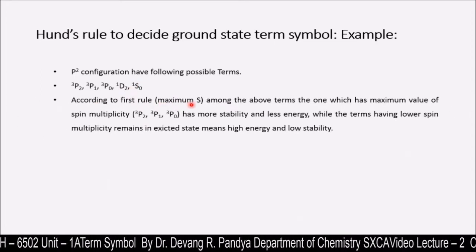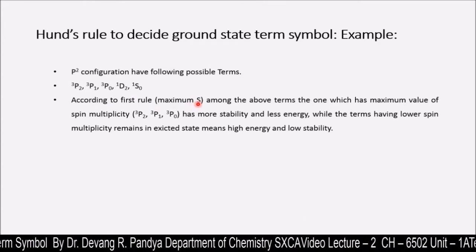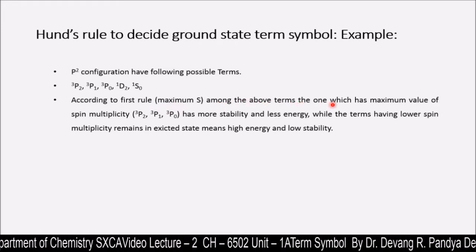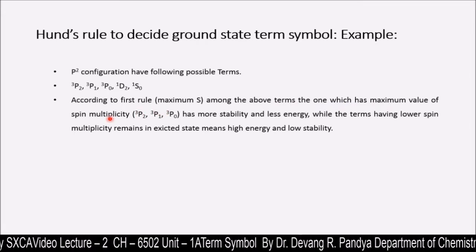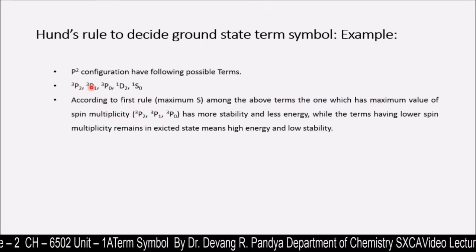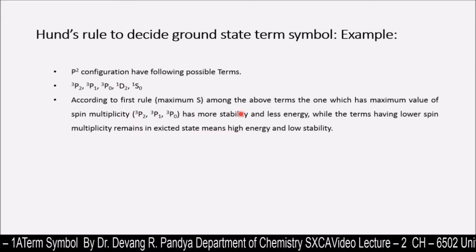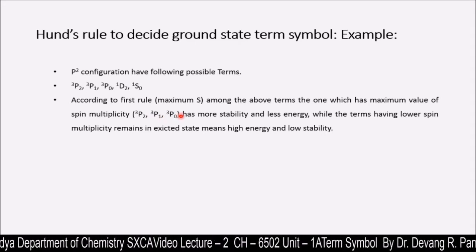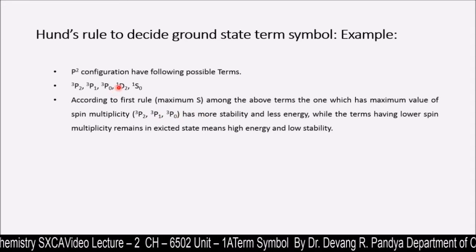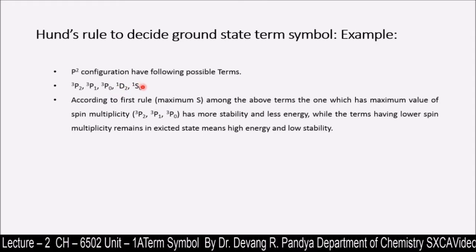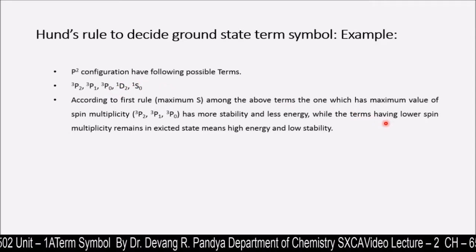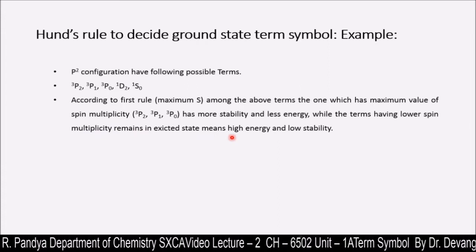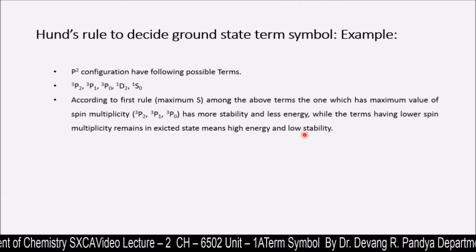The first rule is the maximum value of the spin angular momentum quantum number capital S. And when we apply this maximum value of S among these terms, the one which has the maximum spin multiplicity, that is triplet compared to singlet, has more stability. That means this set triplet P2, triplet P1 and triplet P0 has more stability, lower energy, compared to singlet D2 and singlet S0. While the terms having lower spin multiplicity like singlet D and singlet S remain in the excited state, meaning higher energy and low stability.